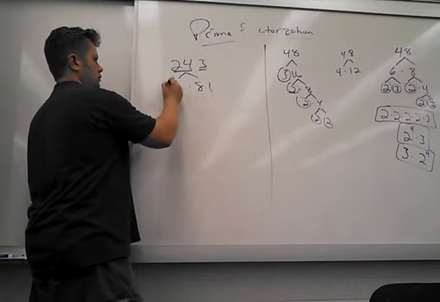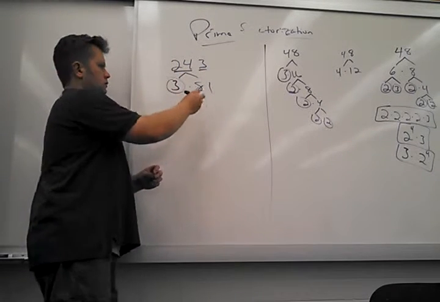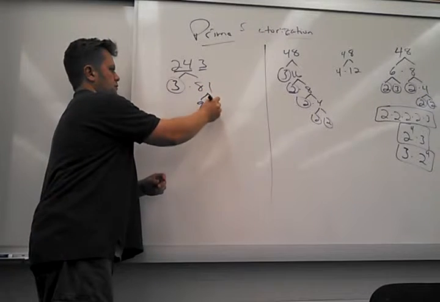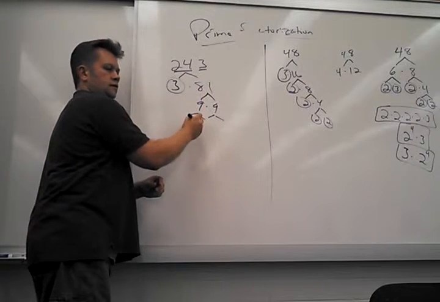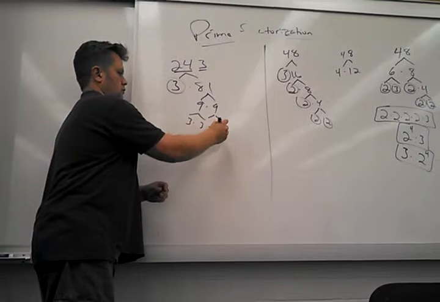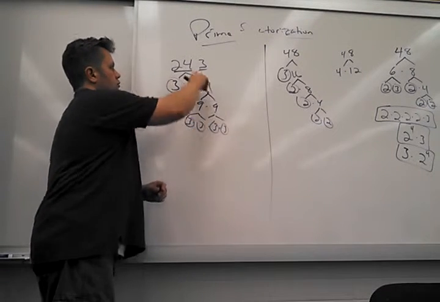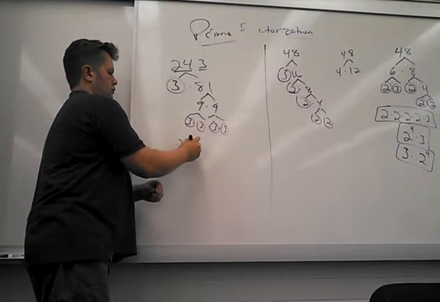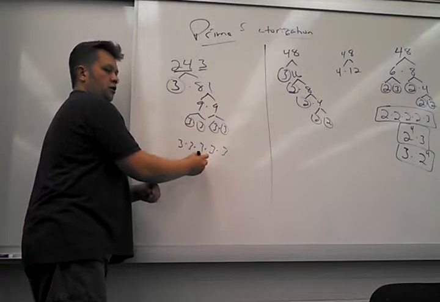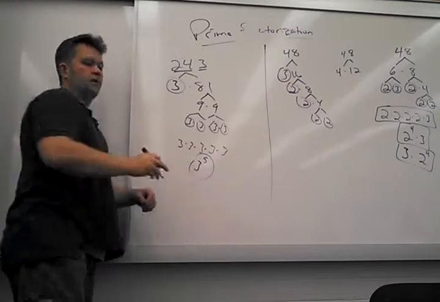3's prime, so you circle that. 9 times 9, and each 9 is... So what is 243? It's 3 times 3 times 3 times 3 times 3, or 3 to the 5th power. I love it.